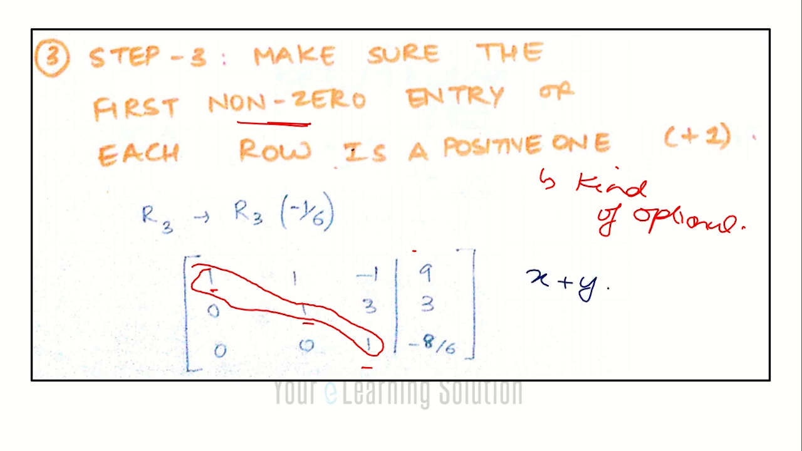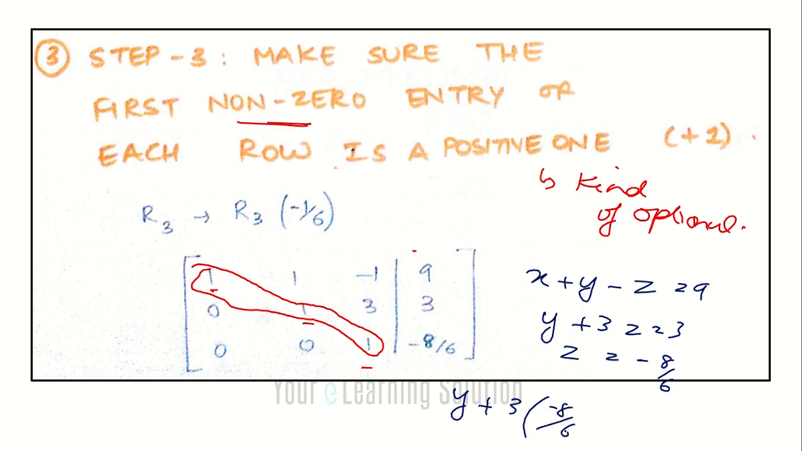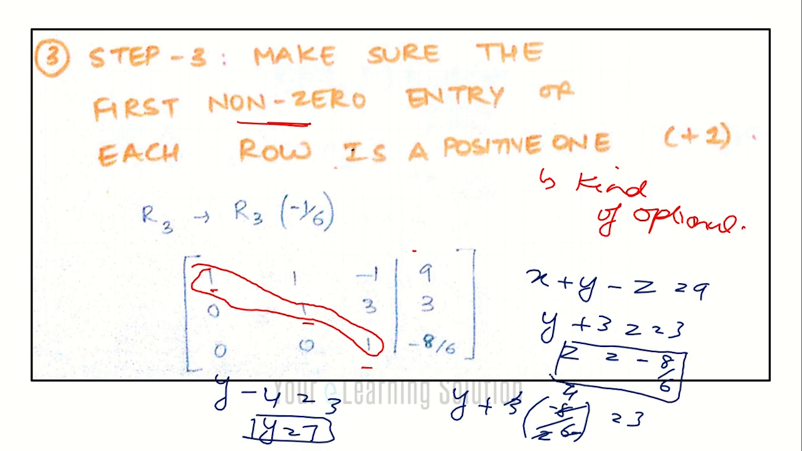So you have x plus y minus z is equal to 9. You have y plus 3z is equal to 3. And you have z is equal to -8/6. Since you have z is equal to -8/6, you have y plus 3 into -8/6 is equal to 3, so y minus 4 is equal to 3, y is equal to 7. So you have y is equal to 7, z is equal to -8/6. And now you just substitute. So x plus 7 plus 8/6 is equal to 9.